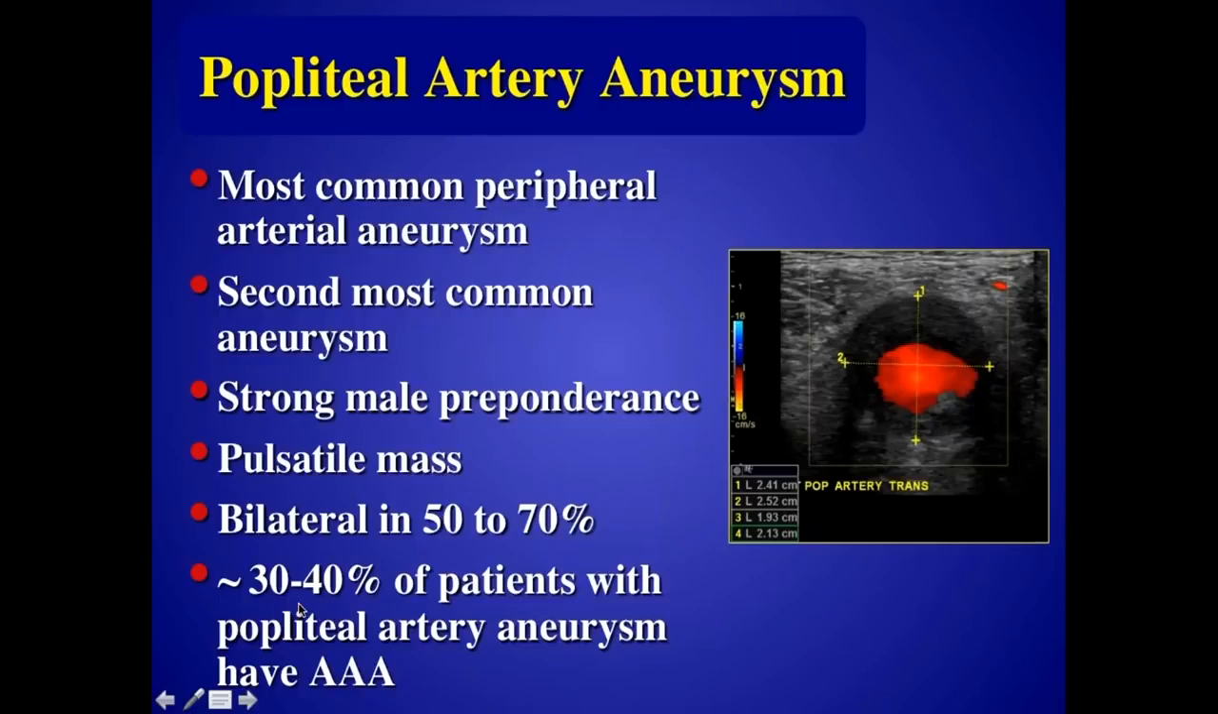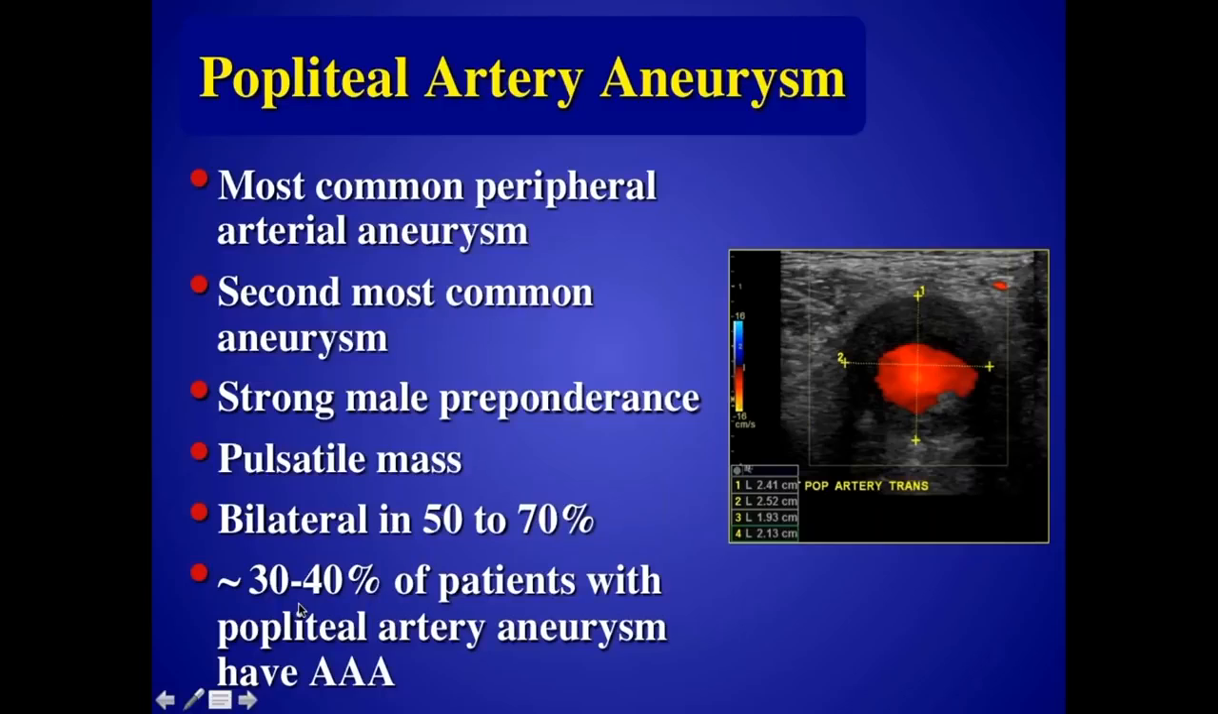So this is something that we see fairly commonly. Patients present with a pulsatile mass behind the knee. Popliteal artery aneurysms are the most common peripheral arterial aneurysm, and they're the second most common aneurysm after aneurysms of the abdominal aorta. It's a strong male predominance, and again, as I mentioned, presents as a pulsatile mass. Now, this aneurysm measures about 2.5 centimeters. The normal size of the popliteal artery is less than a centimeter. And we don't tend to call an aneurysm until it's at least 1.5 to 2 centimeters in diameter.